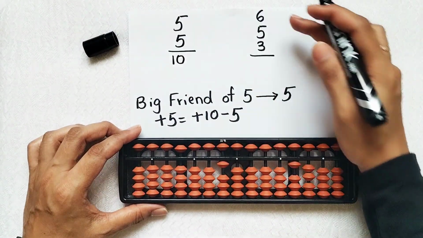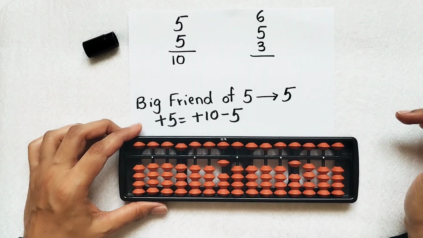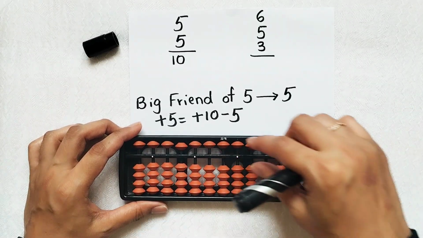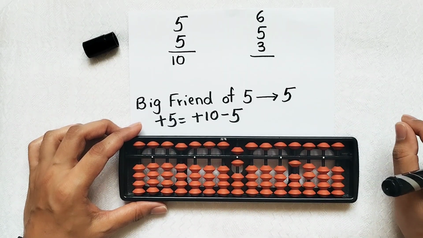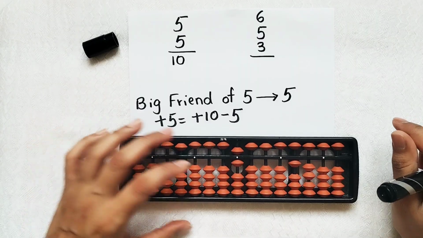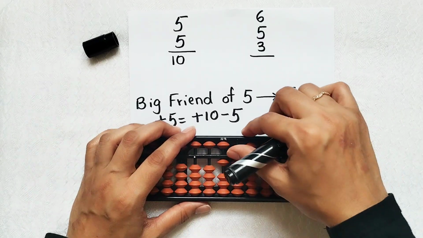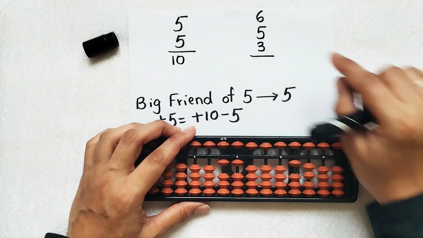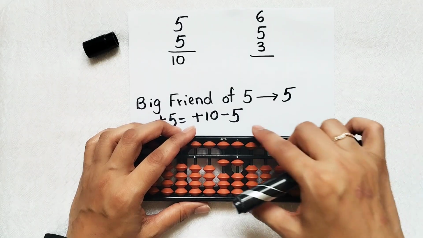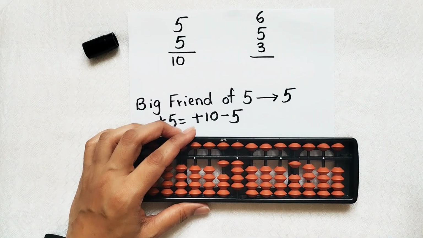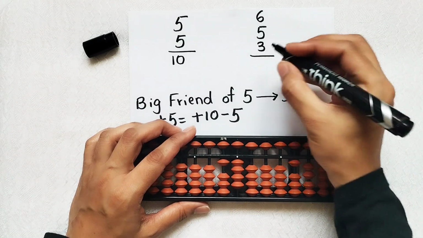Next one. 6 plus 5 plus 3. 6 plus 5 is plus 10 less 5. And again plus 3. My answer is 14.